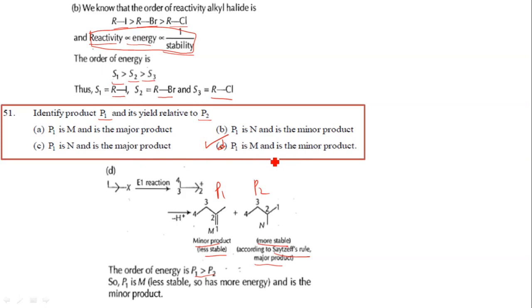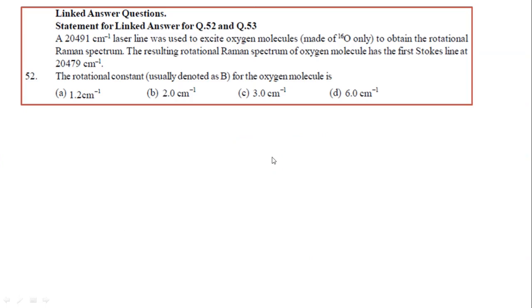So next, come to question number 52 and 53. A 20491 centimeter inverse laser line was used to excite an oxygen molecule and to obtain the rotational Raman spectrum. The resulting rotational Raman spectrum of the oxygen molecule has the first Stokes line at 20,479 centimeter inverse. What they are asking is the rotational constant, that is B, for the oxygen molecule. You have to calculate this one.